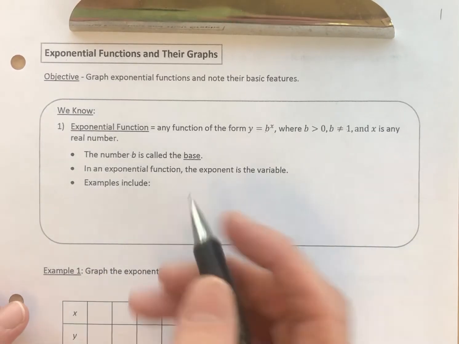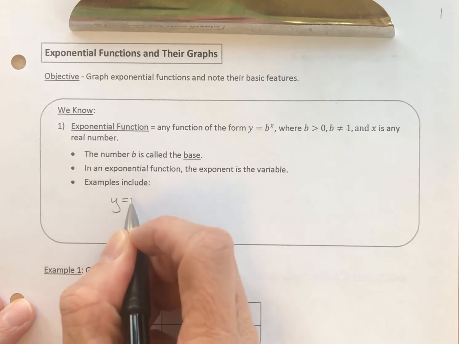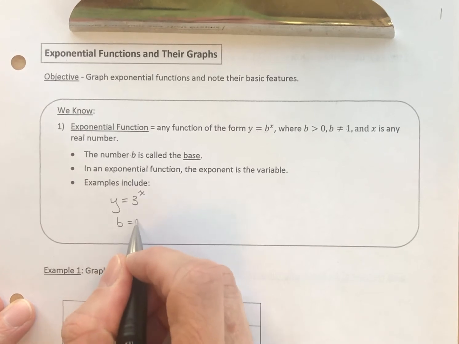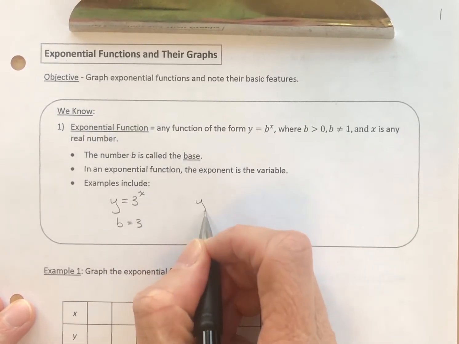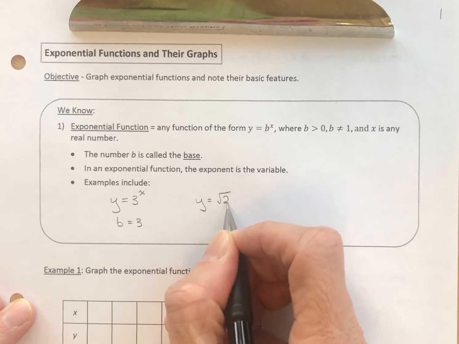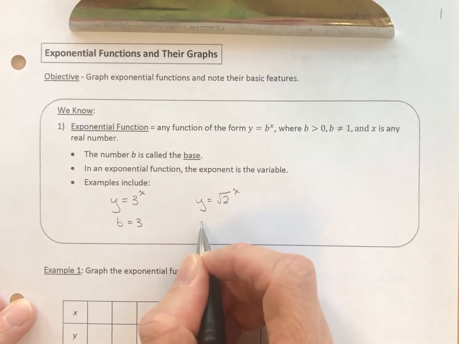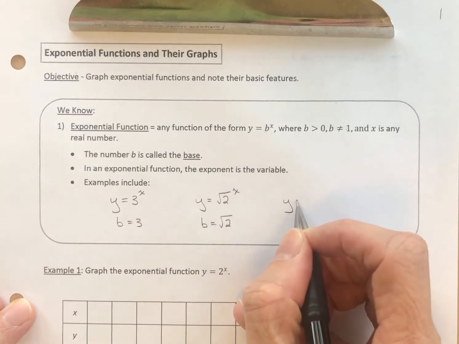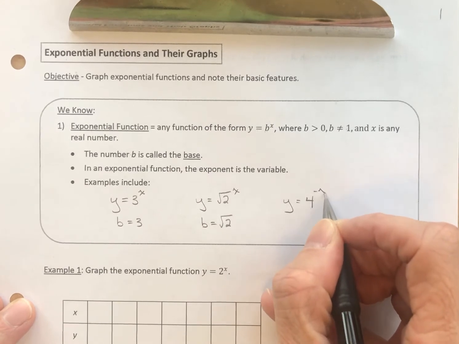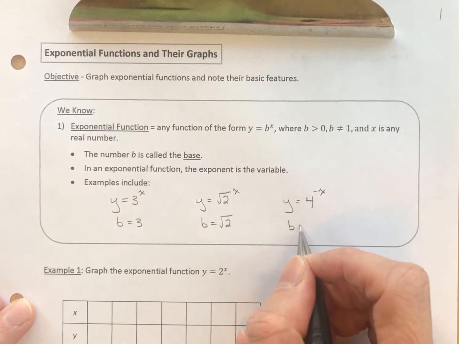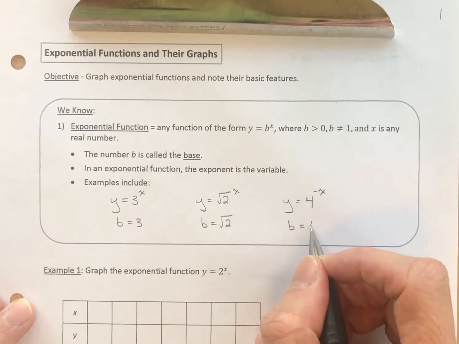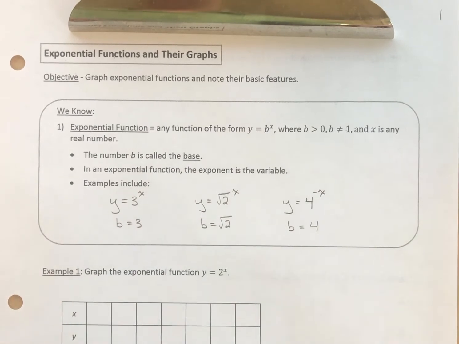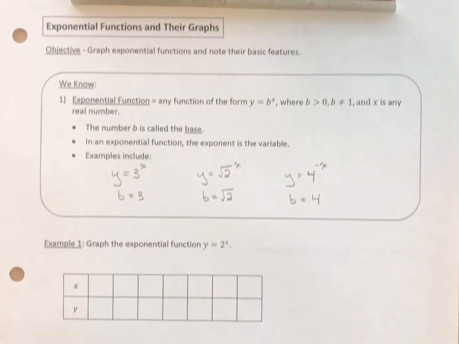And then let's take a look at some examples. How about y is equal to 3 to the x? In this case, b is equal to 3. How about y is equal to square root of 2 to the x? In this case, the base is the square root of 2. And how about y is equal to 4 to the negative x? We'll note the base in this case is 4. Again, we're going to graph these using Desmos, and we're going to take a look at some of the features of these graphs.